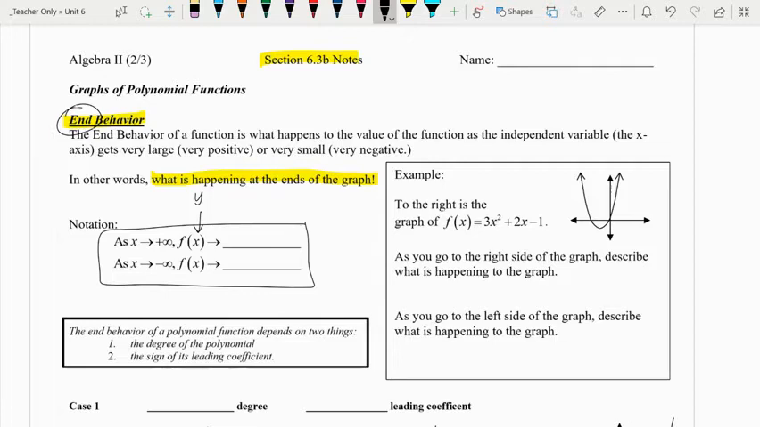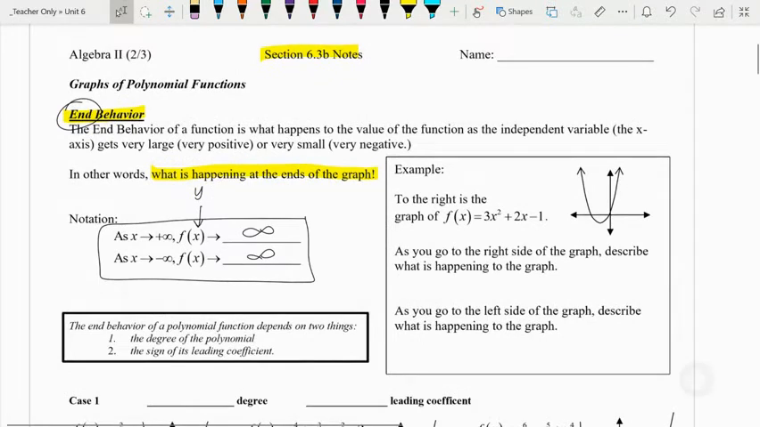For example, if you look at the right, there's the graph. It's a quadratic. If you go to the right side of the graph, explain what's happening. As we go to the right towards positive infinity, the graph is going up, which is positive infinity. As we go to the left, negative infinity for x, the graph is still going up. So that is also going towards infinity. You're just focused on whether it's going up or down.